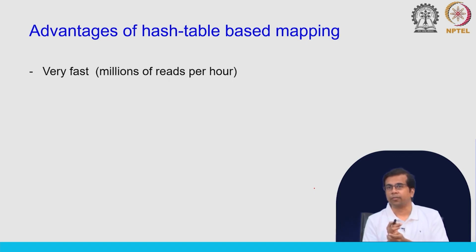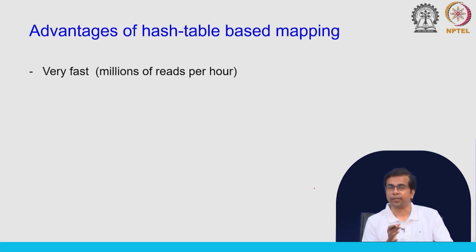One of the first things is that it's very fast. If you go and read the literature for some of these tools, you will see you can map millions of reads per hour. That is a very good number. Even if you can map 1 million reads per hour, within a few hours you can map a few million. So this is a very fast algorithm compared to whatever we have discussed, BLAST and BLAST.